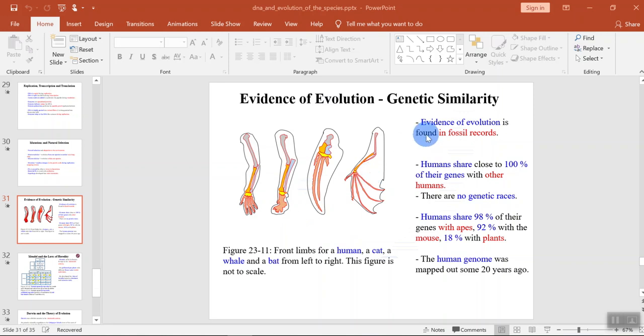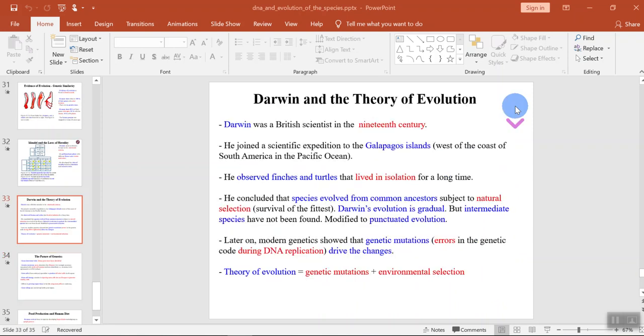There is also evidence of evolution found in fossil records. Humans share close to 100% of their genes with other humans, so one can conclude that there are no genetic races. Humans share 98% of their genes with apes, 92% with the mouse, and 18% with plants. The human genome was mapped out some 20 years ago. Let's skip this one.